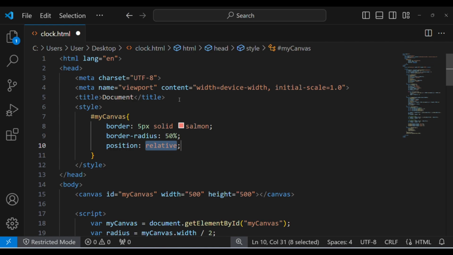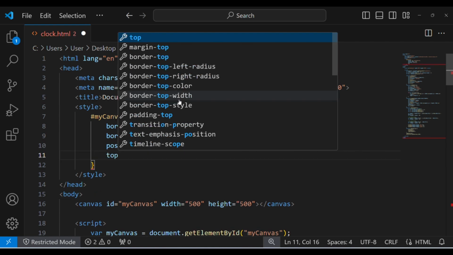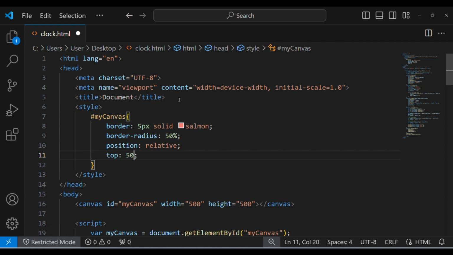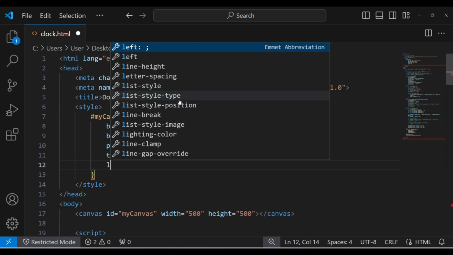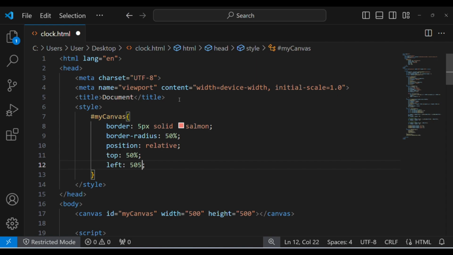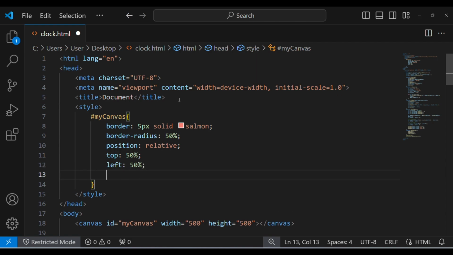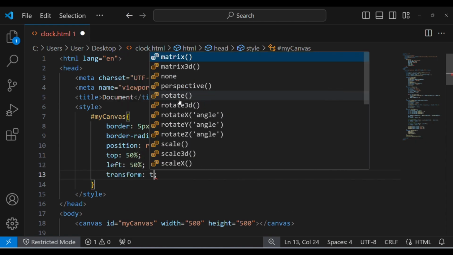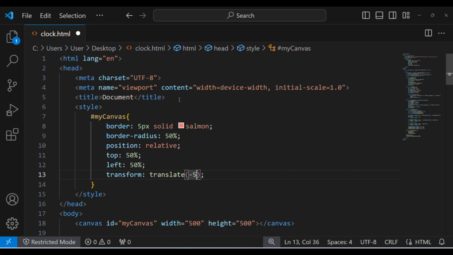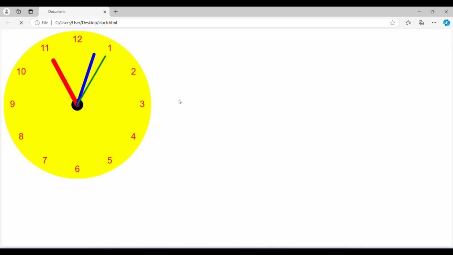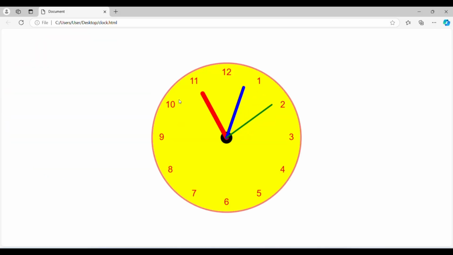and position will be relative, top 50%, and the left 50%. Then transform, translate minus 50%, comma minus 50%, so that it will be positioned at the center. Now let's save the changes and let's refresh our page. Now you can see our clock is positioned at the center and the hands are moving continuously to show the correct time.